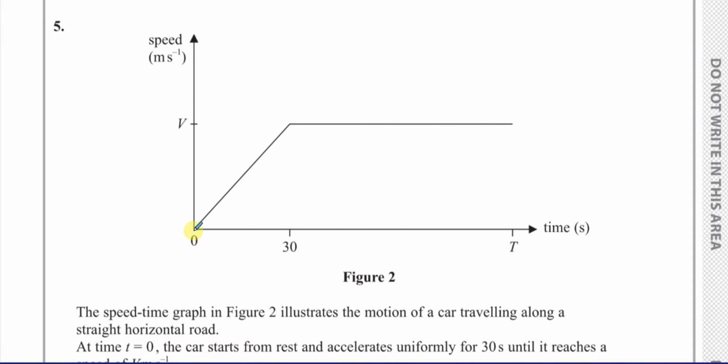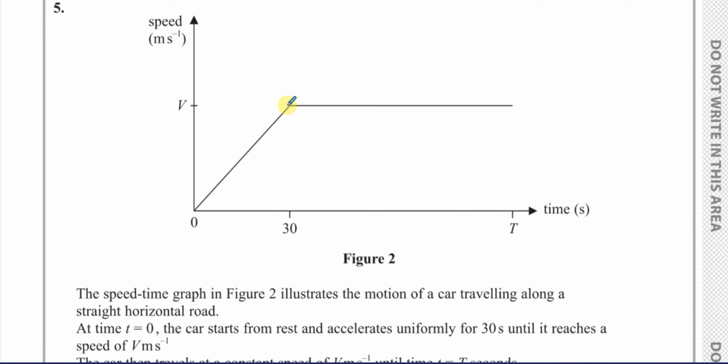At time equals 0 seconds, the car starts from rest and accelerates uniformly for 30 seconds. So the acceleration is given by the gradient of a speed time graph, and we can see it has a constant gradient, so the acceleration is constant, for 30 seconds until it reaches a speed of v meters per second. We don't know the actual speed, it's given the symbol v.